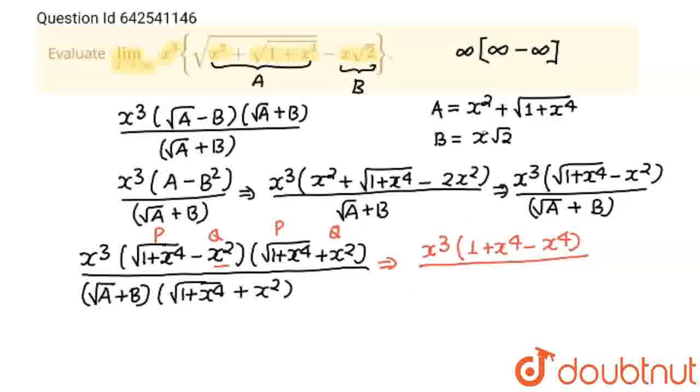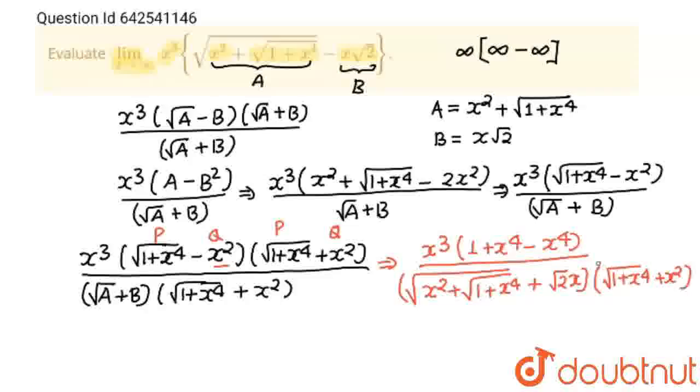Now I am going to write a square root a. Square root a is this. So this is going to be some bigger term: x square plus a square root 1 plus x to the power 4. So this is a square root a plus b, where b is root 2x. And this term is square root 1 plus x to the power 4 plus x square. Here you can see both x to the power 4 will get cancelled out.